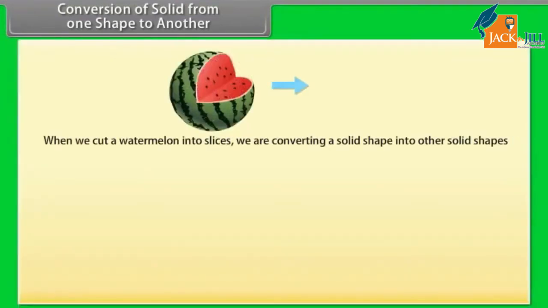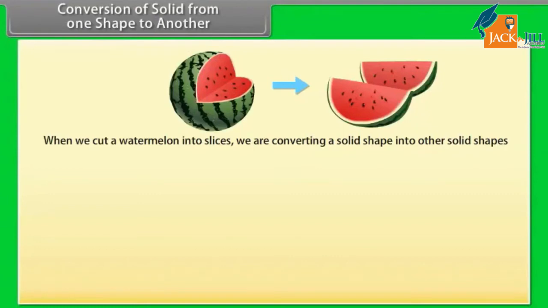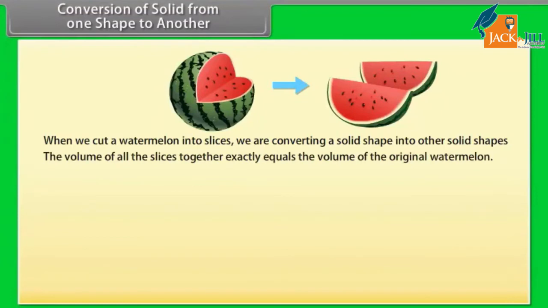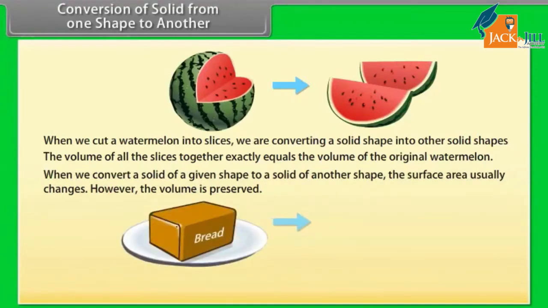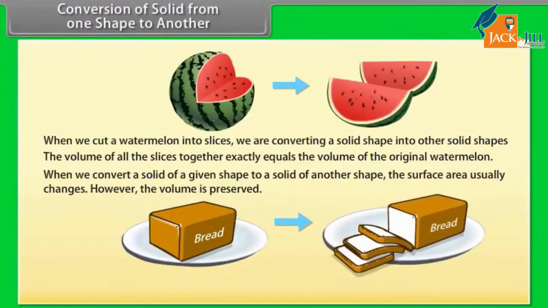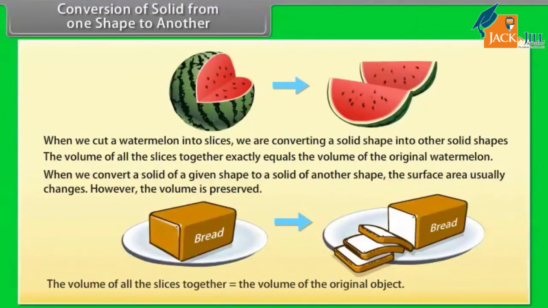Conversion of solid from one shape to another. When we cut a watermelon into slices, we are converting a solid shape into other solid shapes. Regardless of the size and shape of the slices, there is one fact that holds true of the whole process. The volume of all the slices together exactly equals the volume of the original watermelon. When we convert a solid of a given shape to a solid of another shape, the surface area usually changes. However, the volume is preserved. Similarly, in case of cutting bread into slices, we convert a solid shape into other solid shape. The volume of all the slices together exactly equals the volume of the original object.